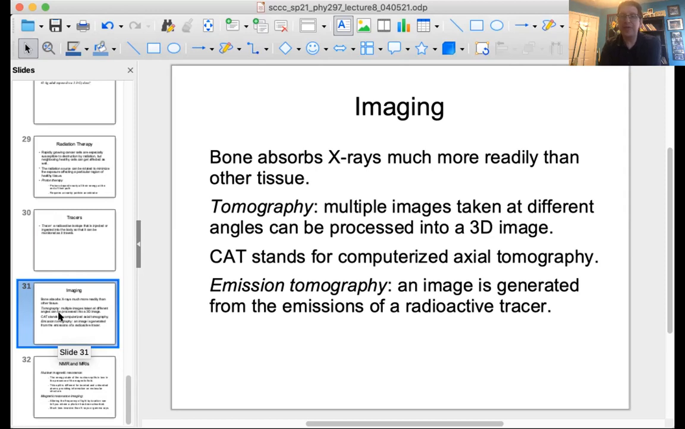Another type of tomography is emission tomography, which involves the emissions of a radioactive tracer. So something is injected into your body, and you get images from that. And again, the computer can create an image from the information it gets.